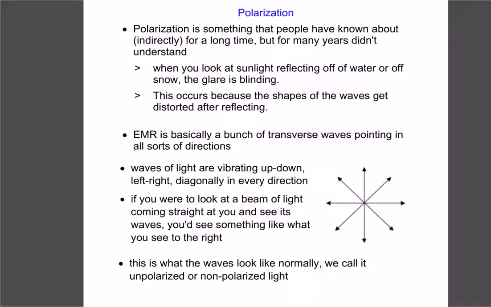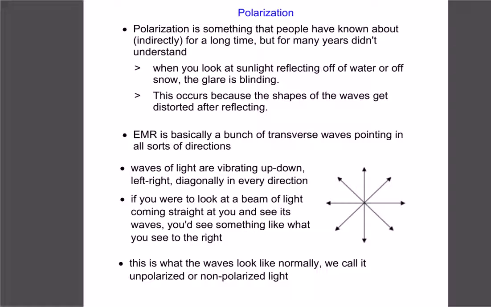So over the years, polarization has been around. Anytime you get glare off reflecting on water or off snow and we get this blinding shine, or reflection of sunlight off glass or anything like that, we get this glare. So why do we get a glare? The idea is it's polarization that causes the glare.